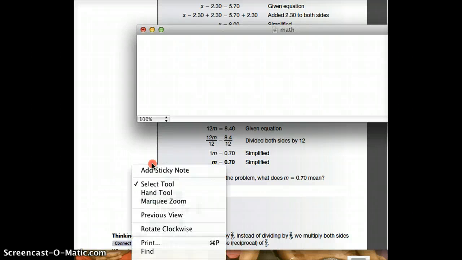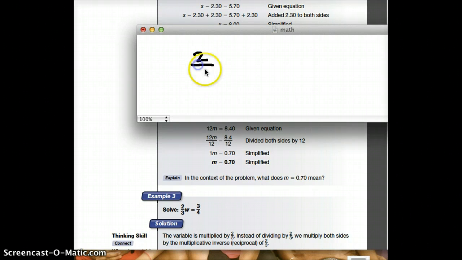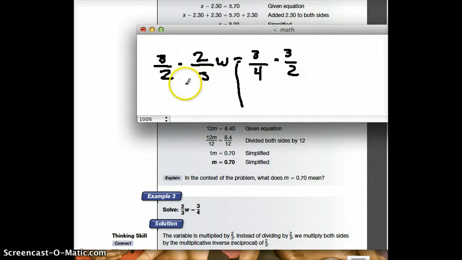We have 2/3 W is equal to 3/4. Okay, so our variable again is on the left side. We need to move the 2/3 over to the other side. Now let me show you what they do with fractions. In order to move a fraction over to the other side, you need to flip it and multiply. So I flip this fraction, the reciprocal, and I multiply it by both sides. What that does is 3 times 2 is 6, 2 times 3 is 6. It gets rid of the fraction.